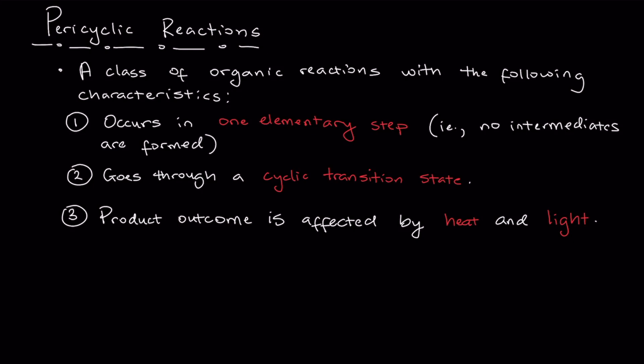And then lastly, in a pericyclic reaction, the product outcomes, so what happens in the product state, is really affected by two conditions. One is called the heat condition or thermal conditions, or under light conditions, otherwise known as photochemical conditions. We will come back to this last point in a different video where we really talk about the product outcomes under these two thermal and photochemical conditions.